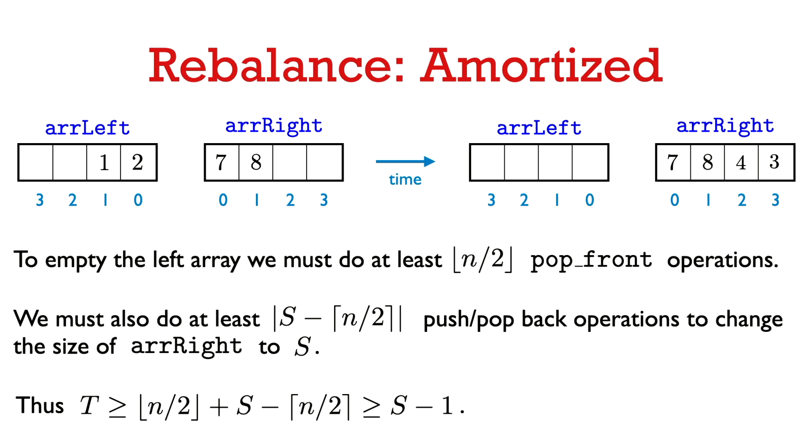So to empty the left array, we must do at least the floor of n over 2 many pop front operations. We must also do at least the absolute value of S minus the ceiling of n over 2 many push and pop back operations to change the size of the right array to be S. So thus the total number of push and pop operations that we do is at least the floor of n over 2 plus S minus the ceiling of n over 2, which is at least S minus 1.